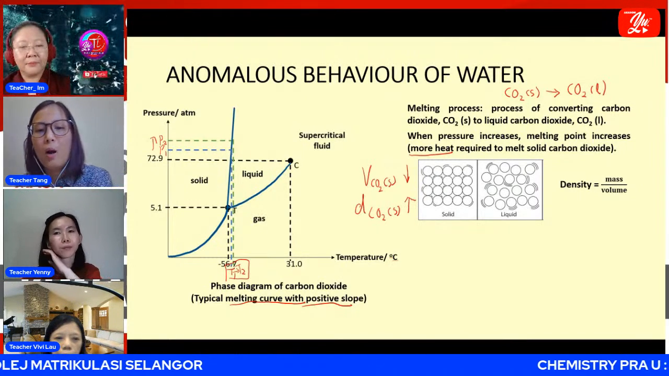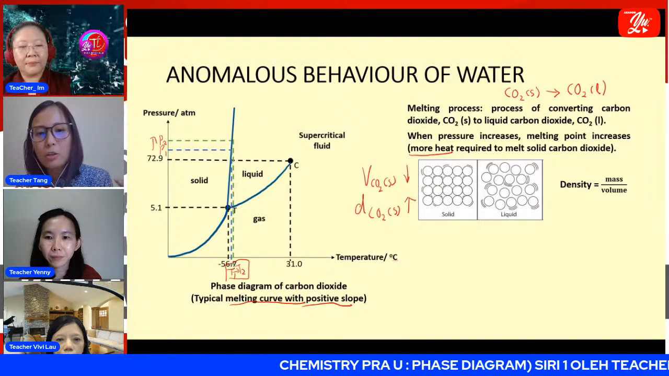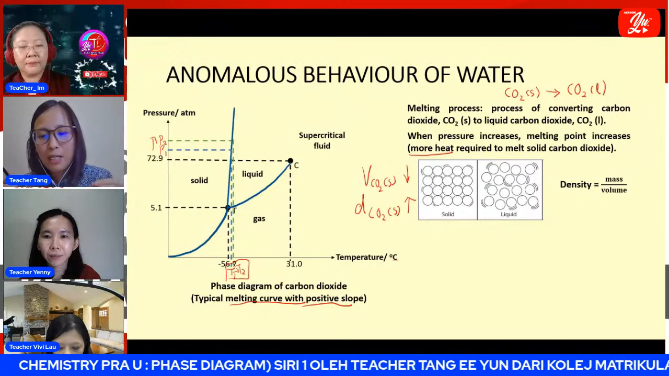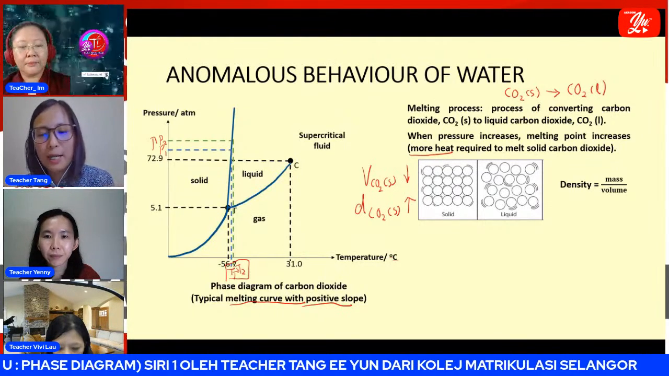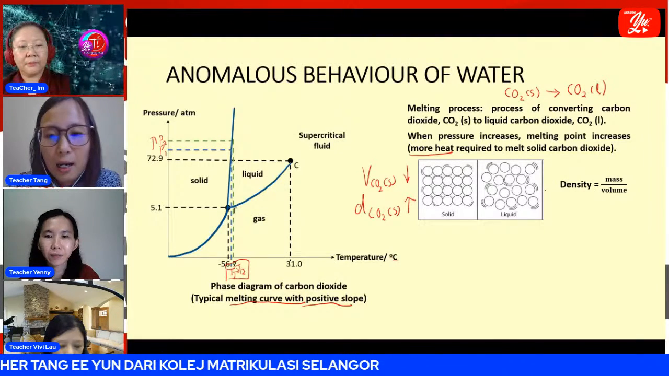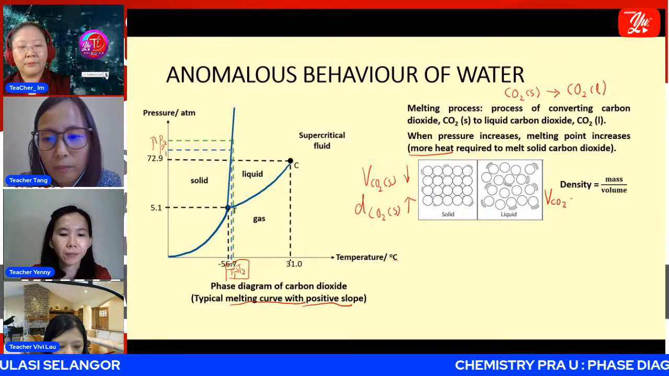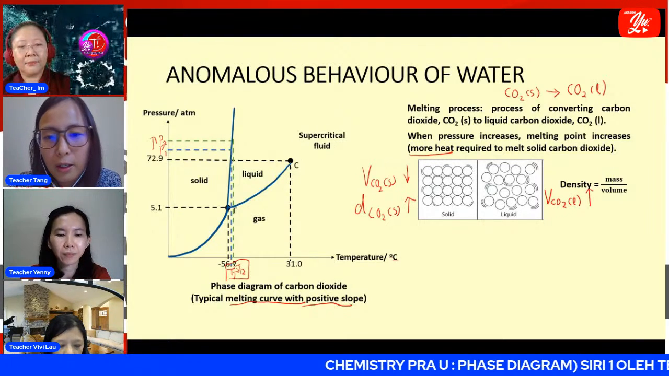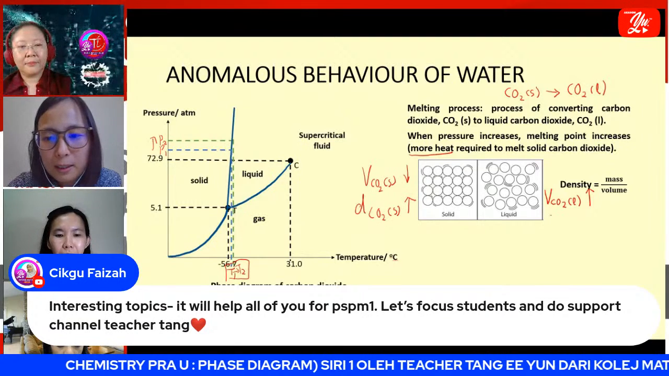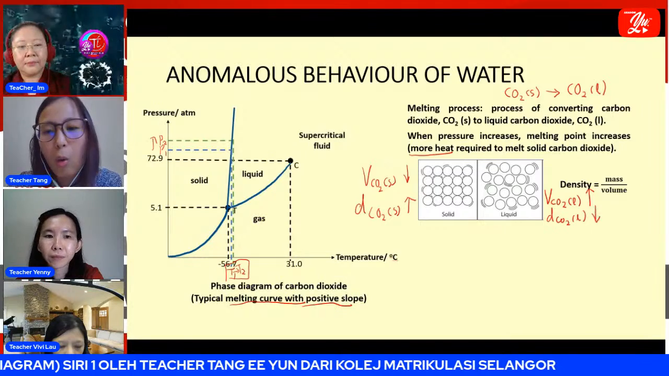While for liquid carbon dioxide, in the liquid state, the particles are separated further apart compared to the solid state. So when they are separated further apart, they are occupying a larger volume. So when occupying a larger volume in the liquid state, the density of liquid carbon dioxide is lower.